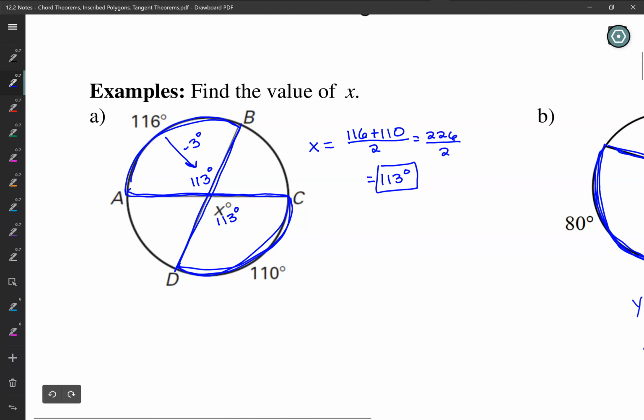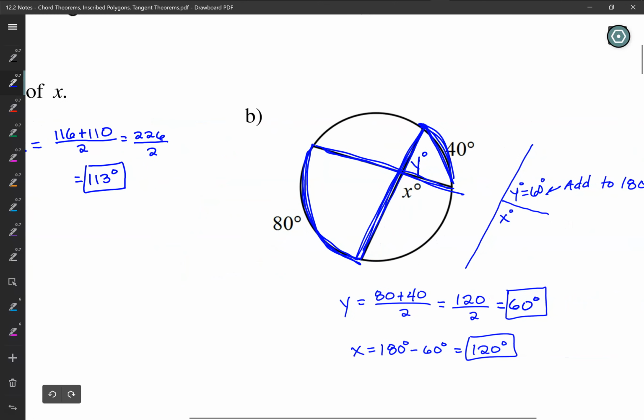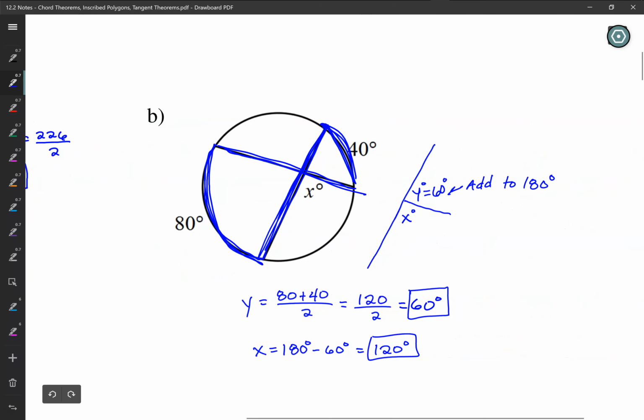Okay, let's look at the one we just did. Let's look at what y was. Y was 60 degrees. To get from 80 to 60, by adding or subtracting, I would subtract 20 degrees. And to get from 60 to 40, I would subtract 20 degrees again. So when you have an average here, this is what happens.